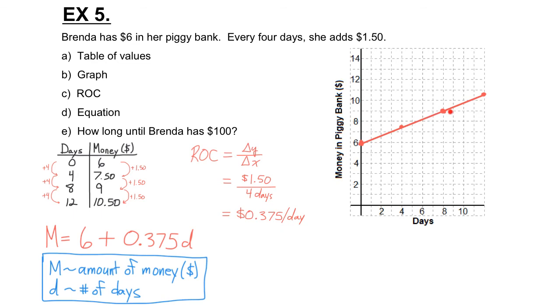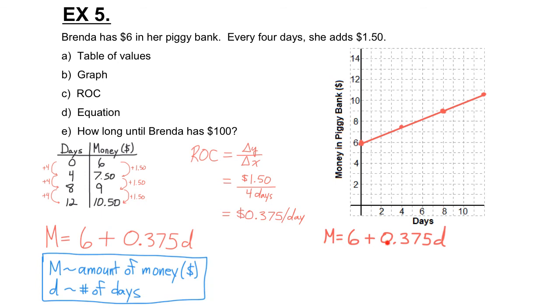So you could make a graph where you extend the number of days to 100, or you could make a table of values and add the number of days until you get to 100. And those would work. They'll be very time consuming though. The most efficient way of solving that problem would be to use your equation. So if you want to know how long until Brenda has $100, well, you know the amount of money is $100, so you know the value of M. And then you can use your algebra skills from previously to solve for D.